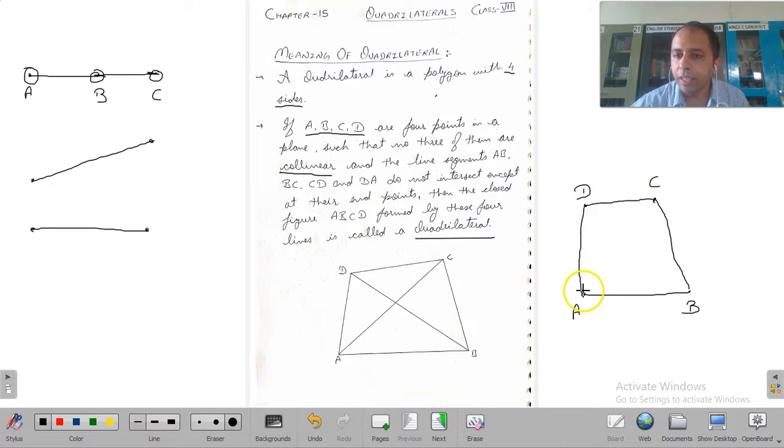Line CD and AD intersect at D. Line DA and AB intersect at A. Line AB and CB intersect at B. But except at these corner points, these lines are not intersecting each other anywhere else. Hence this closed figure ABCD is known as a quadrilateral. So this is the definition of a quadrilateral. I hope it is clear to you.